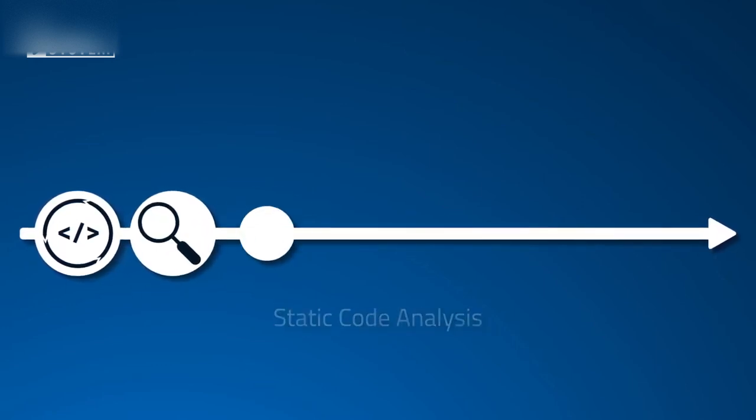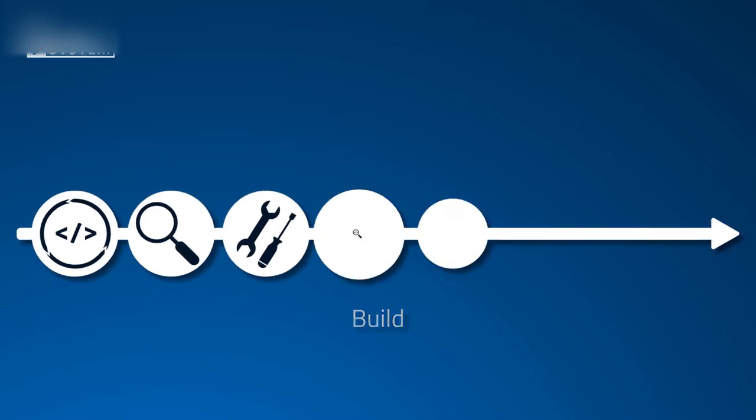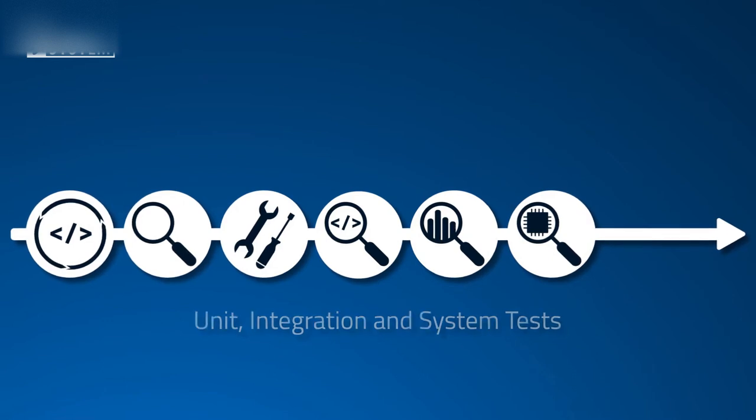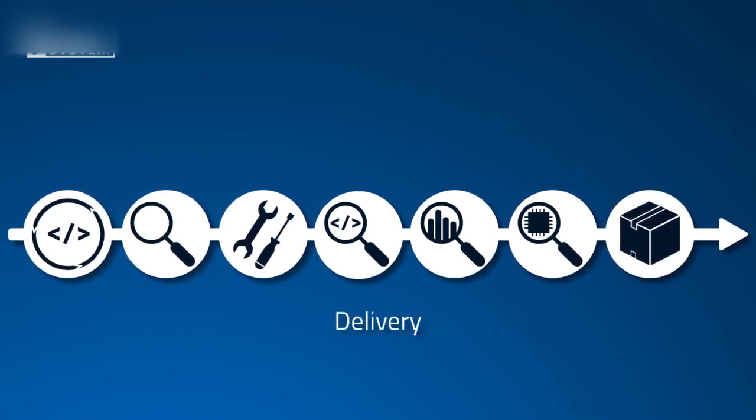First, the source code is updated, then static code analysis is performed, followed by a build. Unit, integration, and system tests are executed next, with delivery being the final step. This way, the code is thoroughly tested and stable, and the software is ready to be delivered.